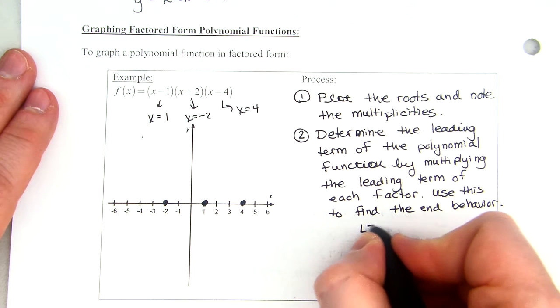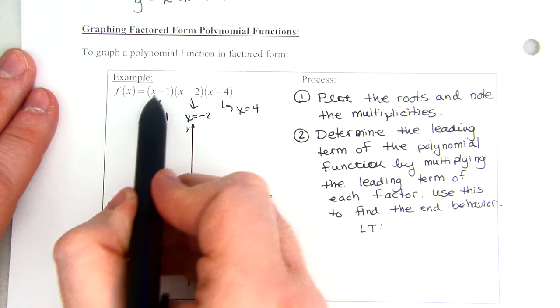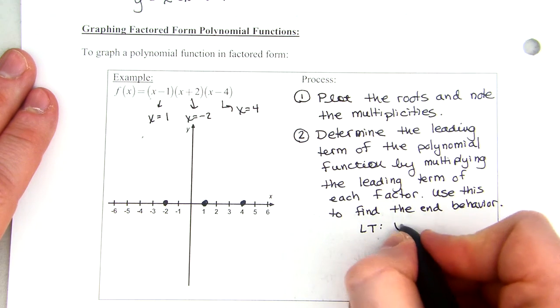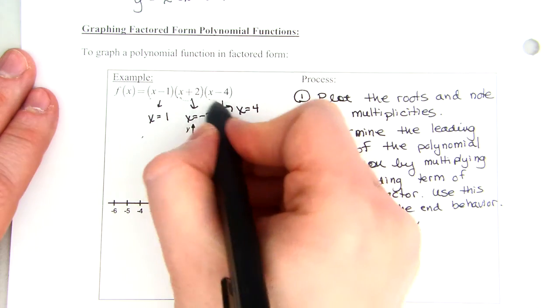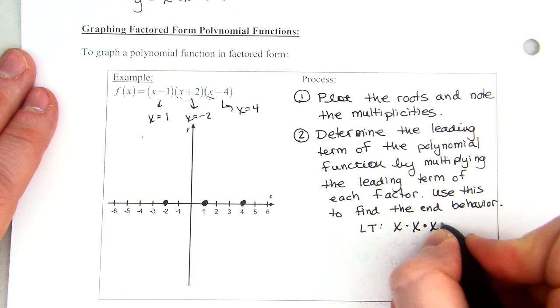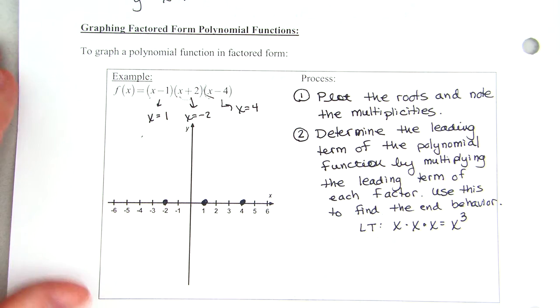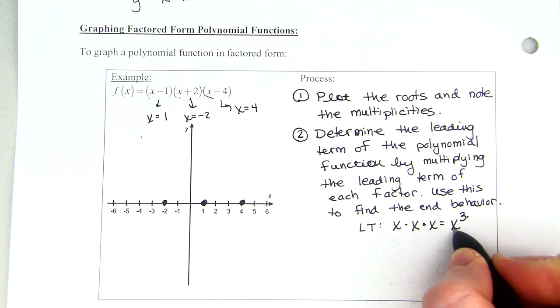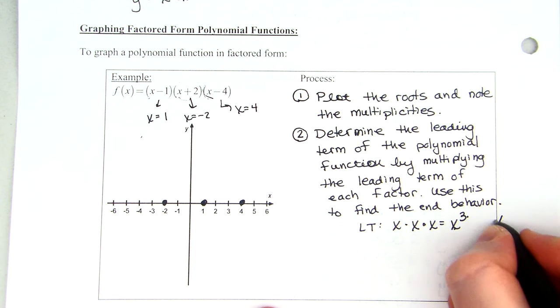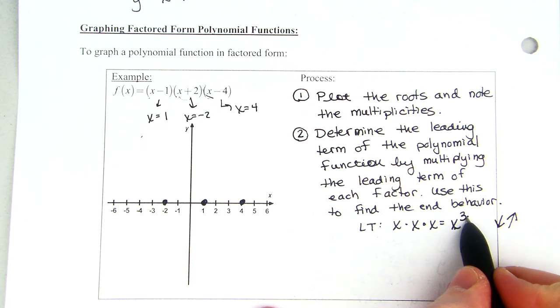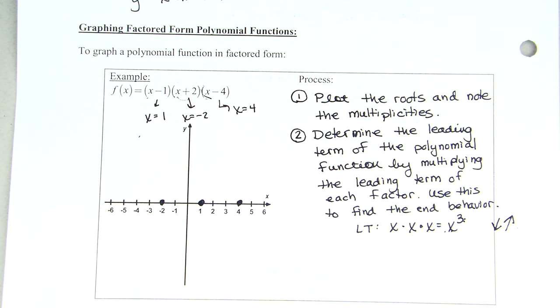To find my leading term, I need to take the leading term of x minus 1, that's just x, times the leading term of x plus 2, that's also just x, times the leading term of x minus 4, that's also x. My leading term is x cubed. This looks like an odd degree with a positive leading coefficient. According to what we did in the previous section, section 5.3, what is our end behavior? I hope you chose down and up. Odd, I know they're going in different directions. Positive, I'm going to end by going up.